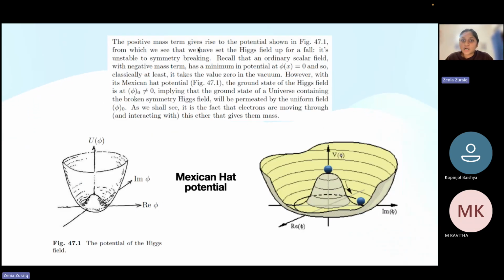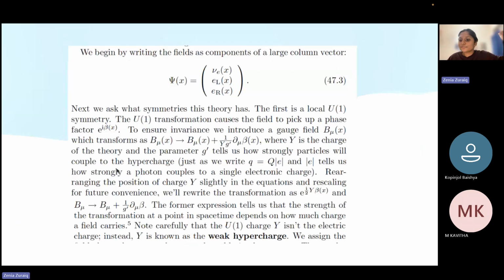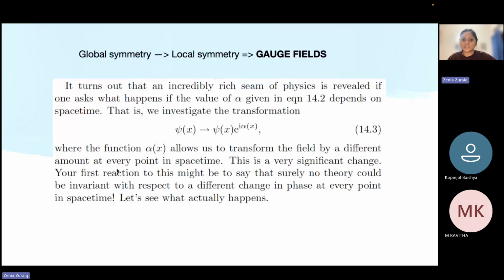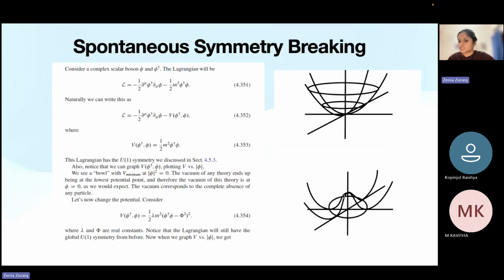So the positive mass term gives rise to this kind of potential. This is called a Mexican hat potential. What's interesting about this potential is that it has a very similar form to the very first potential I showed you in the beginning, right? This kind of potential.